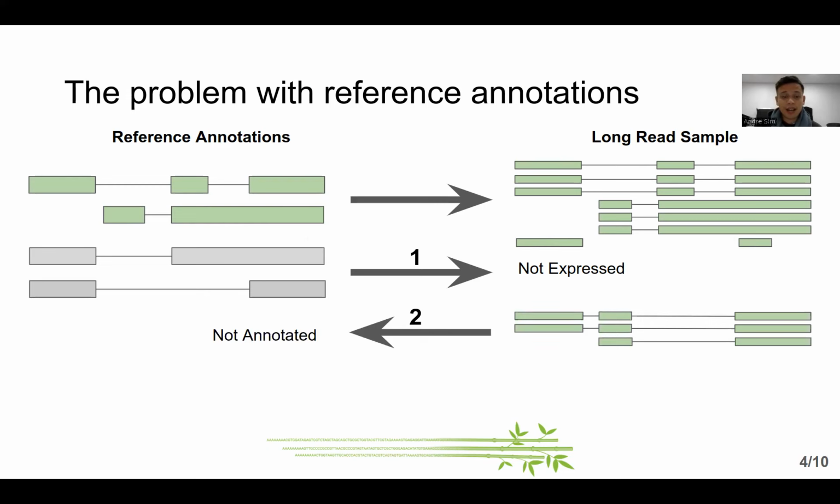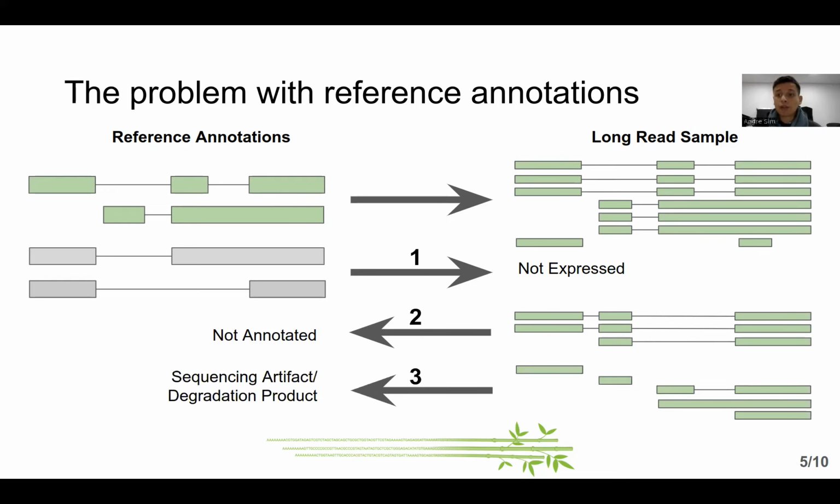Additionally, we might encounter reads that don't map to anything in the reference annotations. So for example, here we've got some examples of reads that don't overlap at all. How are we meant to quantify these ones? One approach is including them as part of the reference annotation as new isoforms for a gene. However, that actually can create further problems.